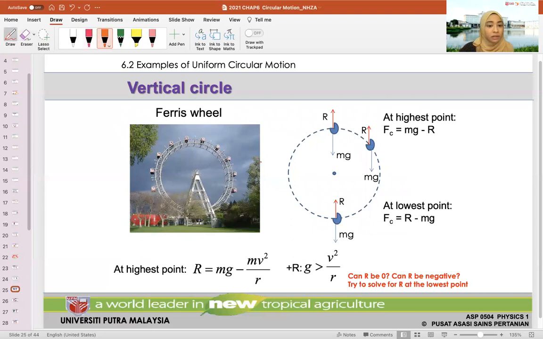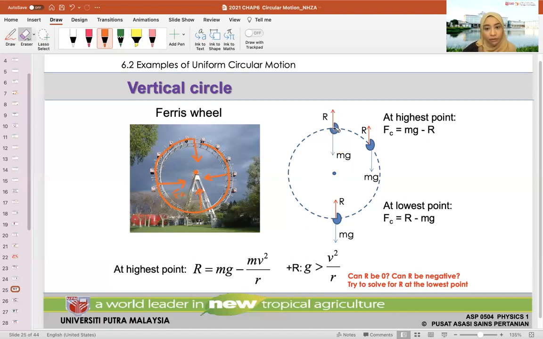So this is a Ferris wheel. And if you didn't know, Ferris wheel also acts using centripetal acceleration. And where is our centripetal acceleration? It is also towards the center of the circle. Circular path is here. Center is here. This way is your FC. Okay, FC or AC.